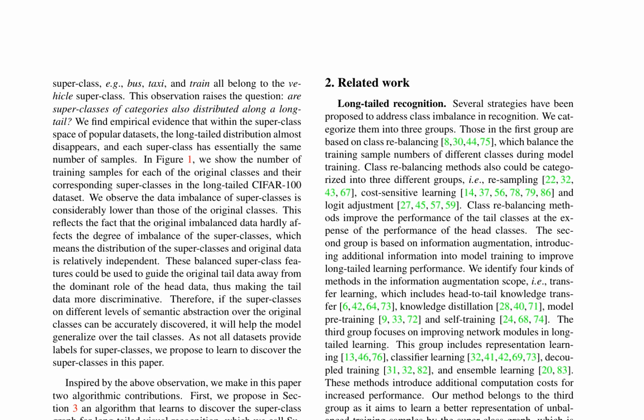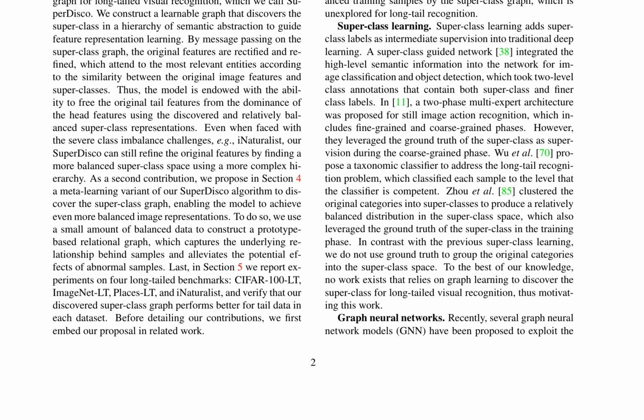Superclasses are higher-level categories that encompass multiple original classes, such as vehicle, for bus, taxi, and train. By constructing a learnable graph that represents the relationships between original classes and their corresponding superclasses, the authors guide feature representation learning and refine the original features to make them more discriminative. This approach is novel in that it does not require ground truth for the superclass space, instead utilizing graph learning to discover the superclass structure for long-tailed visual recognition.